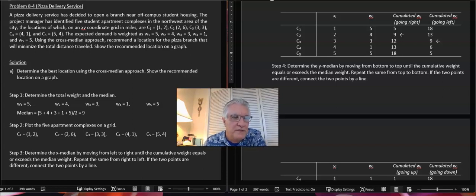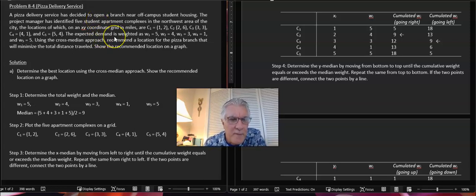discusses a pizza delivery service that would like to open a branch near off-campus student housing. And they have 5 different locations that they're considering. And if you look here, you'll see the XY coordinates for each location. So X is 1, Y is 2, X is 2, Y is 6, and then down to C5, which is X is 5 and Y is 4. So those are the 5 potential locations that they need to decide which area would be the best.